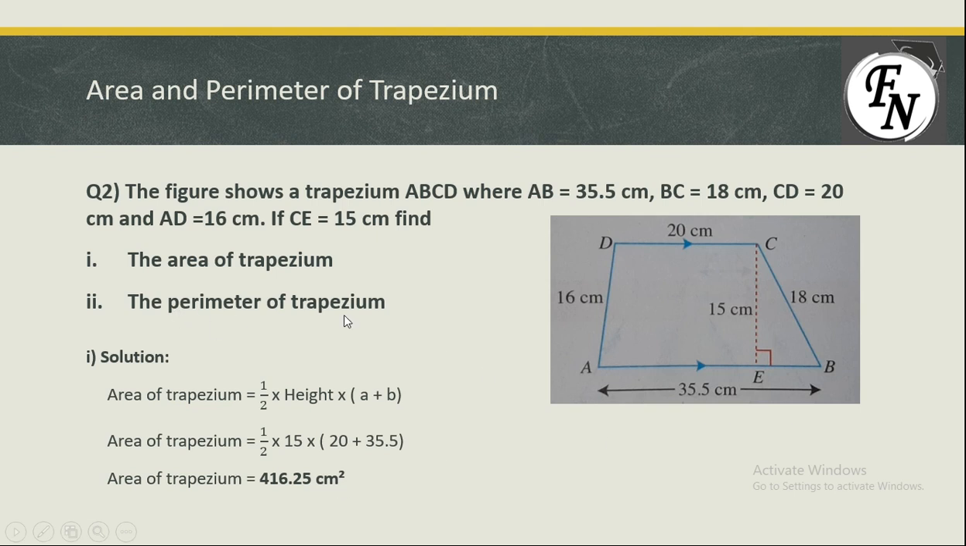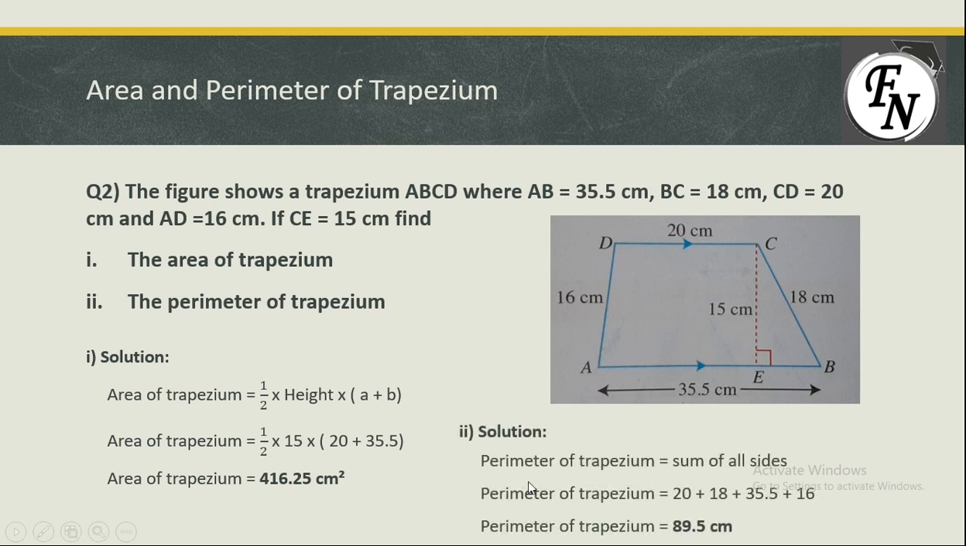Then I need to calculate the perimeter of the trapezium. That means the perimeter is these blue lines, which is the outer border of this trapezium. So I will add all these values, that is 20 plus 18 plus 35.5 plus 16. The perimeter of the trapezium is equal to the sum of all sides, and 20 plus 18, 35.5 and 16 all added give 89.5 centimeters. So this is the perimeter of the trapezium.